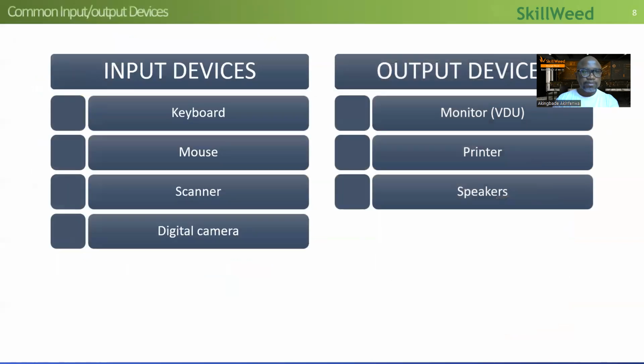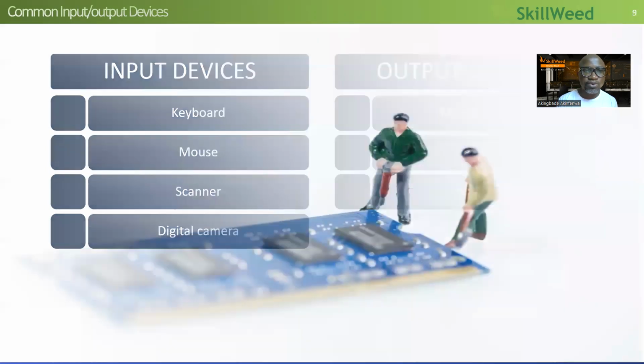All right, let's talk about input devices. As the name implies, we manually put some information there: keyboard, mouse, scanner, digital camera. Output will be like your monitor, your printer, your speakers. All of these are things we already know, but I just want to call it out because they are the basic foundation of IT as a whole.